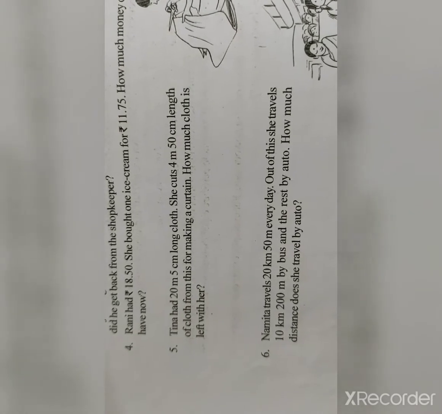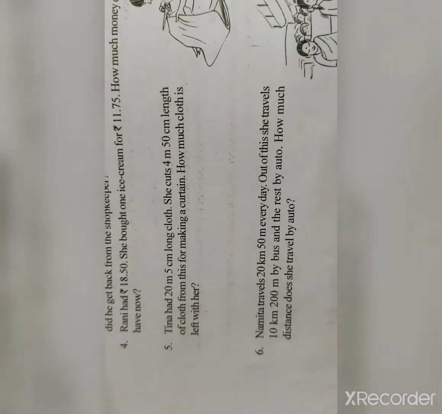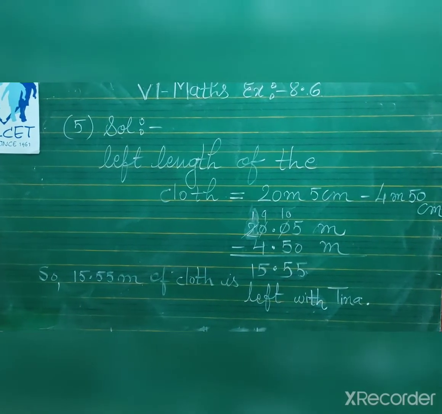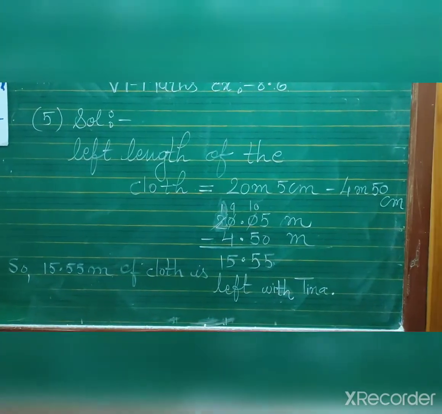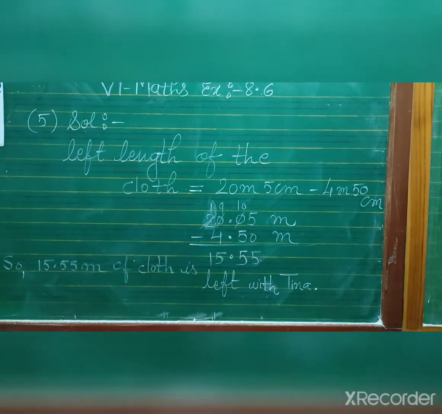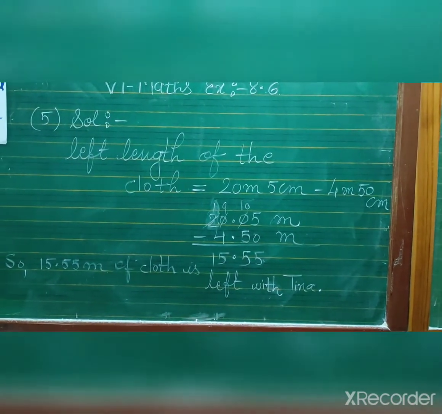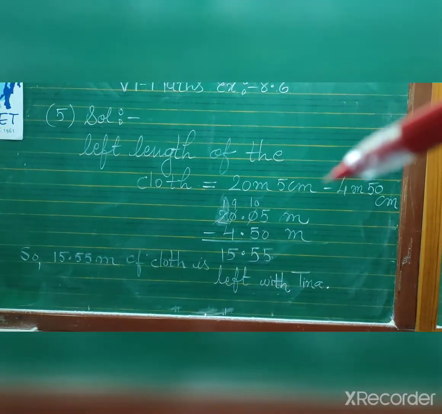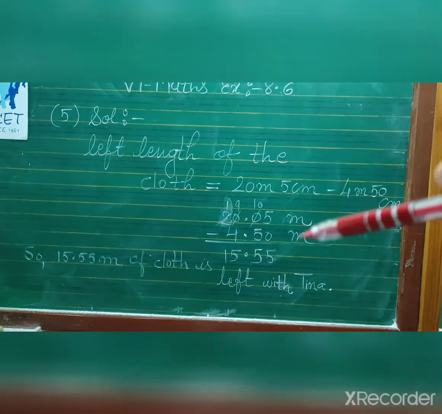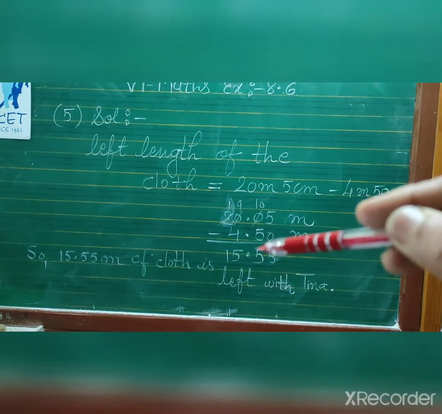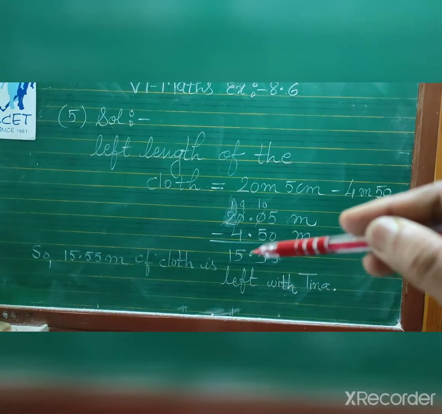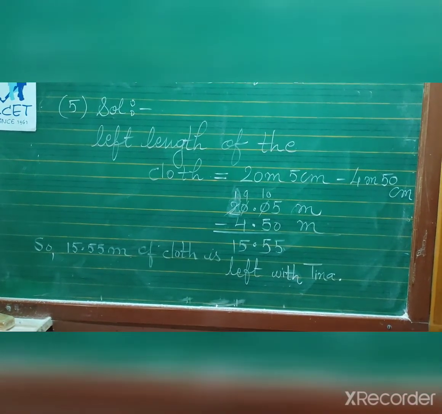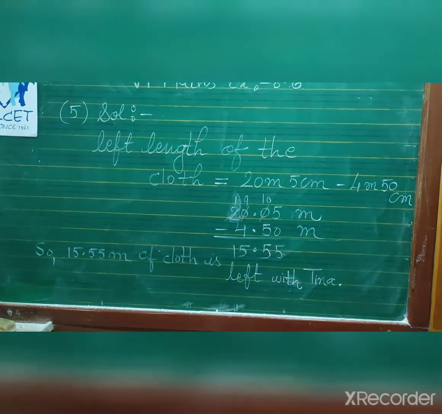So this question I will solve on the green board. After given you will write left length of cloth is equal to 20 meter 5 centimeter minus 4 meter 50 centimeter. So we will write this unit into meter. So 20.05 minus 4.50 meter. 5 as it is, 10 minus 5, 5. Decimal here will be 9 minus 4, 5 and 1. So 15.55 meter of cloth is left with Tina.